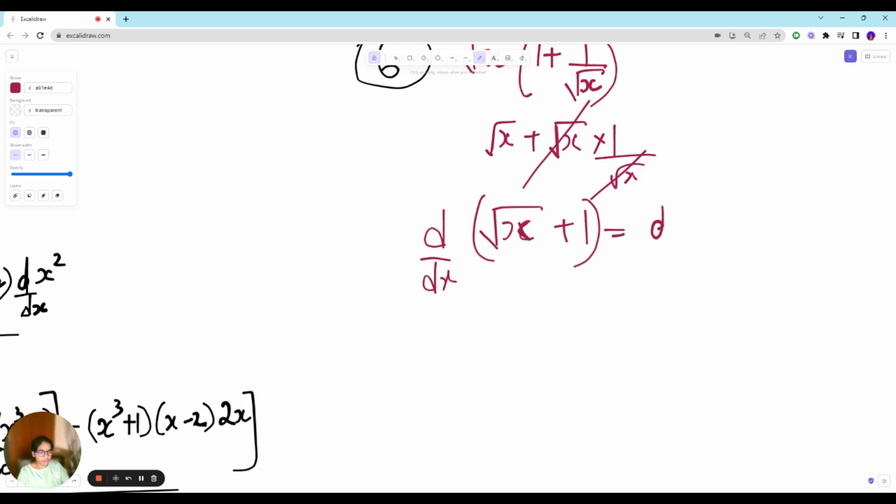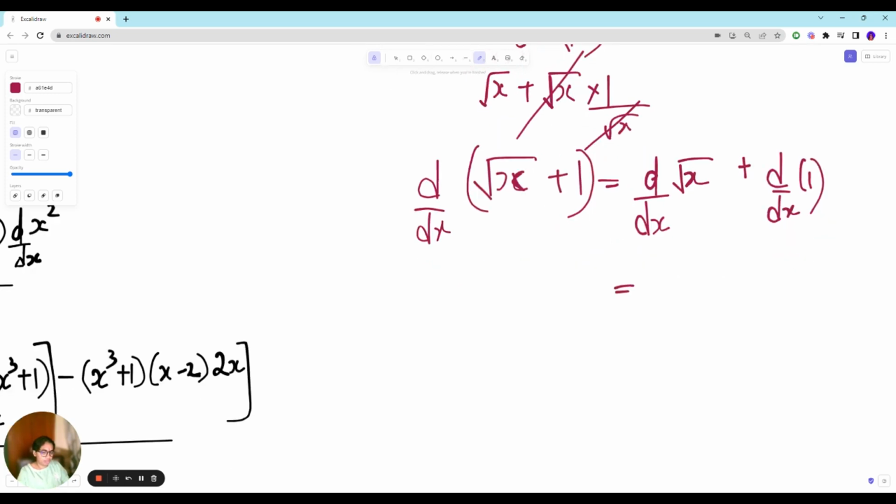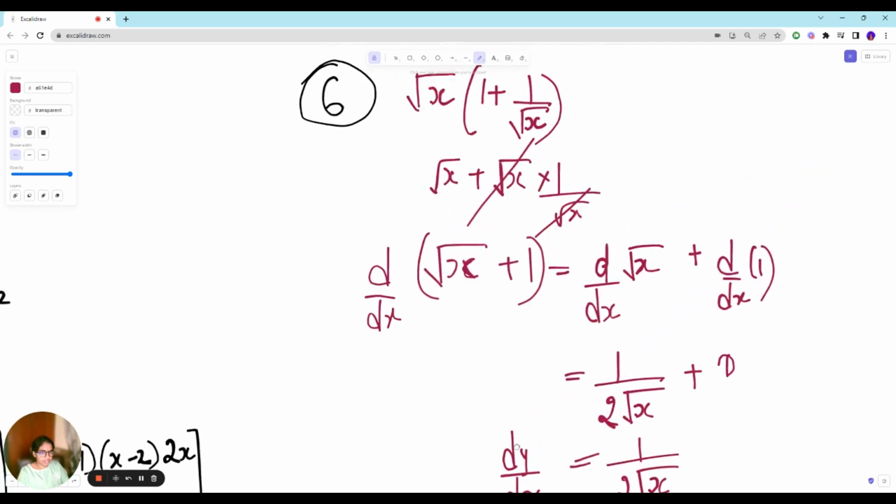This is equal to what? d by dx of root x plus d by dx of 1. Okay, what is the derivative of root x? We already know it is 1 divided by 2 root x, plus the derivative of a constant is 0. So this is our final answer. That is, this is our derivative dy by dx.